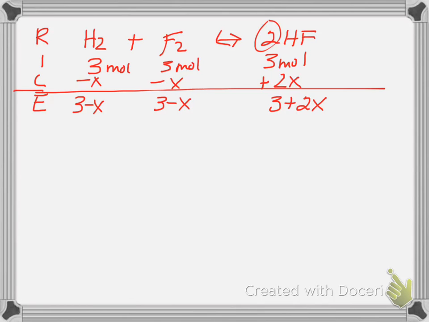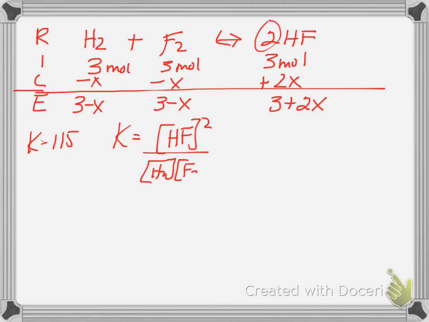So they gave us that K was 115, right? Yes. So K is equal to 115. So let's go ahead and just do this. So it should look like this, right? HF squared over H2 and F2. Sorry, my brackets kind of went together there.